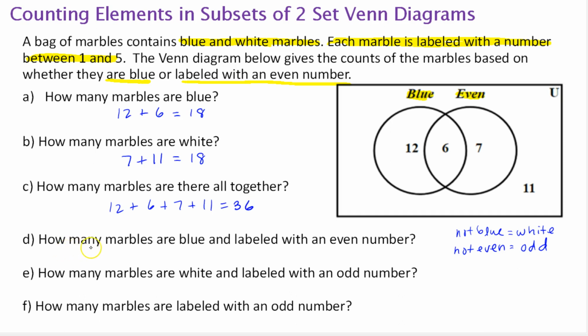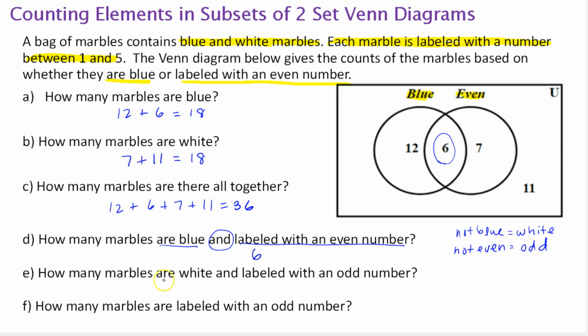Next, we're asked how many marbles are blue and labeled with an even number. Since it's "and", it's an intersection, so it must be both blue and even. Well, here's the blue circle, here's the even circle. The intersection is the piece where they overlap. So there are 6 marbles that are blue and labeled with an even number.